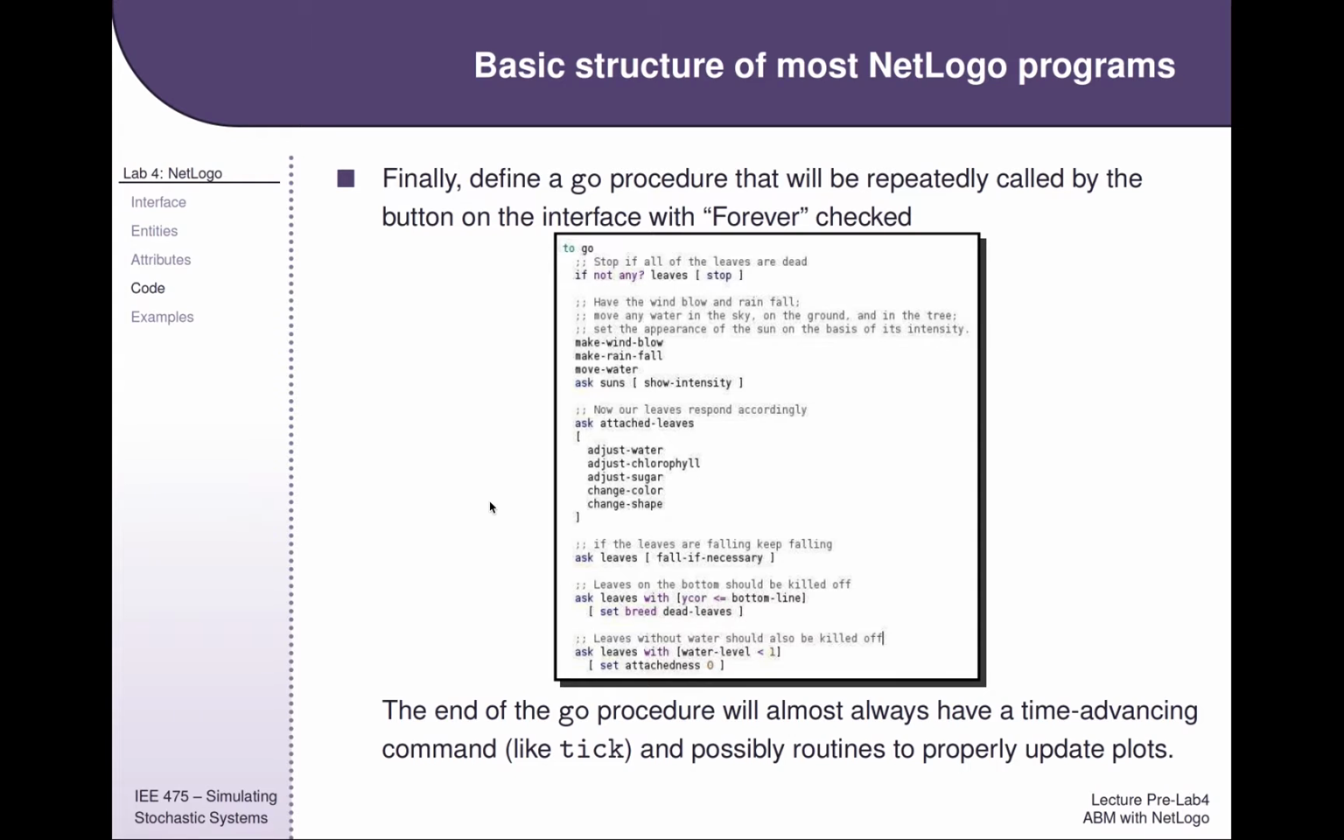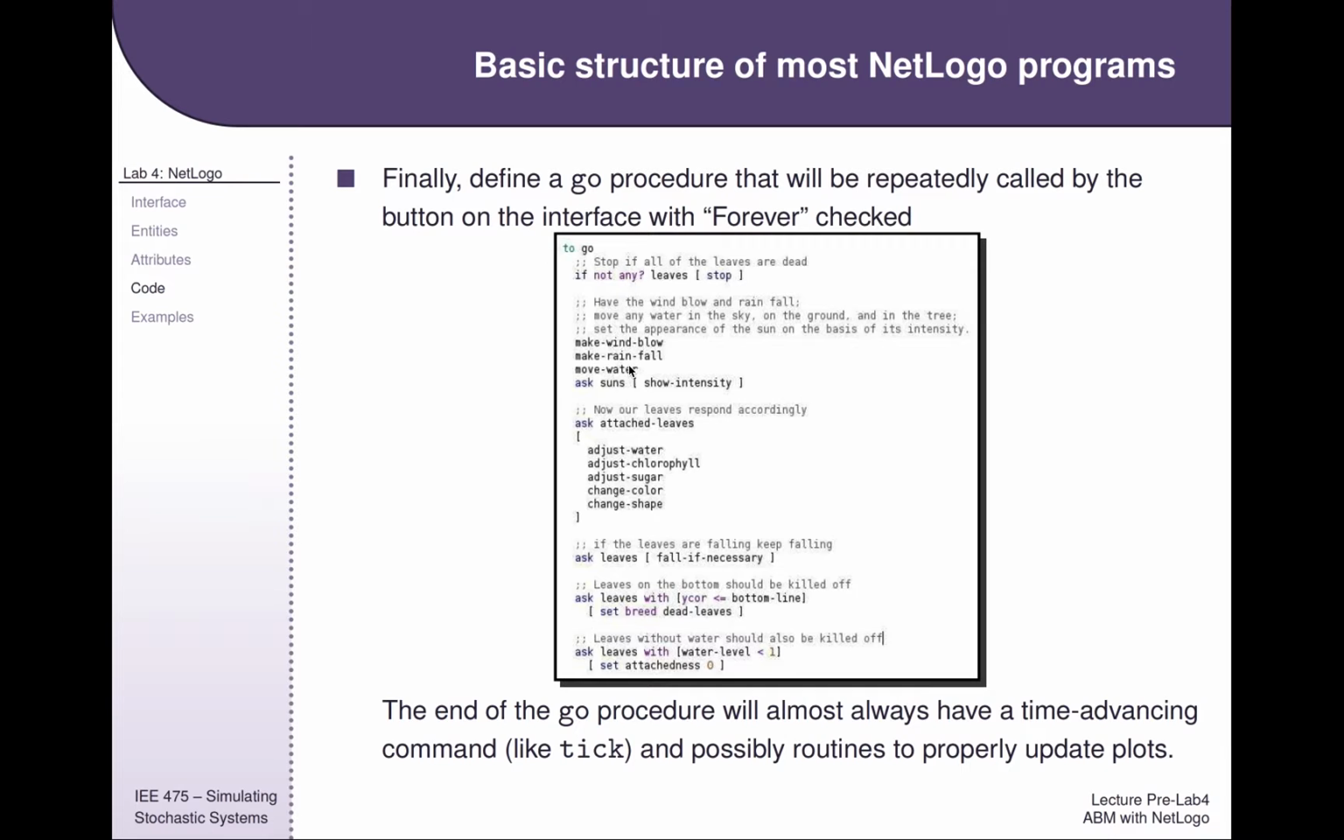So that's a very different thing, but this is what defines what happens during that small unit of time. And so the end of the go procedure will almost always have something like tick, which will end up moving the clock forward. So you move the agents around as if they would be moved around in that amount of time, and then once they're all set in place, you move the clock forward and then return control back to the interface, which may end up causing go to run again.